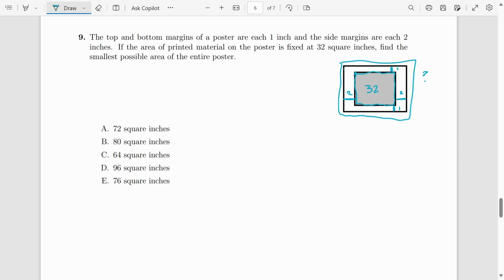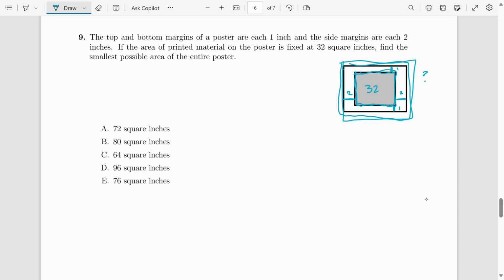All right, so this is a minimizing cost related rates problem. First thing we do is try to figure out what formula we're going to use that relates a lot of these pieces of information together. In this case, that's probably going to be the hardest part of this entire problem, just figuring out what formula we need to create in order to make all this come together. We can probably start by just writing down what the area of the printed material is, since we're given that, it's 32.